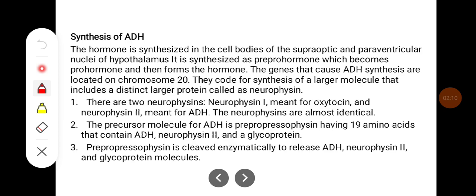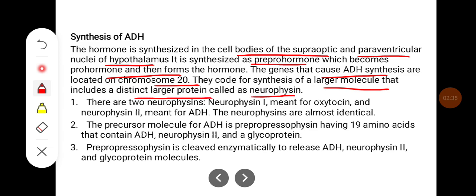The hormone is synthesized in the cell bodies of the supraoptic and paraventricular nuclei of hypothalamus. It is synthesized as a pre-hormone which becomes prohormone and then forms hormone. The genes that cause ADH synthesis are located on chromosome 20. They code for synthesis of a larger molecule that includes a distinct larger protein called neurophysin. There are two neurophysins, neurophysin 1 meant for oxytocin and neurophysin 2 meant for ADH. The neurophysins are almost identical.